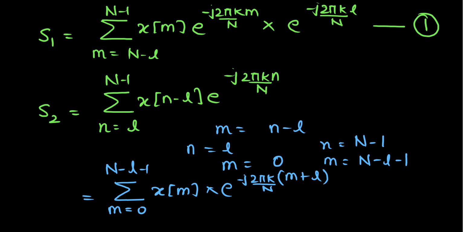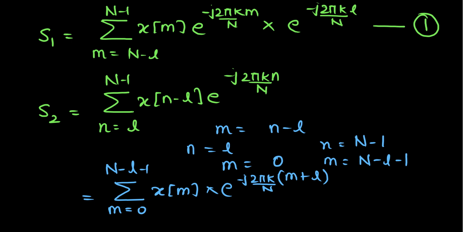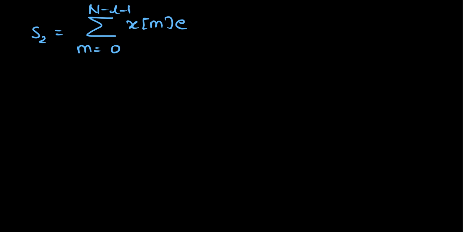Therefore this summation S2 can be written as summation m running from 0 to n minus L minus 1 x of m into e to the power. So this can be split into two parts, that is e to the power minus j 2 pi k m by n and e to the power minus j 2 pi k L by n. So we have e to the power minus j 2 pi k m by n multiplied by e to the power minus j 2 pi k L by n. And now let us number this as 2.